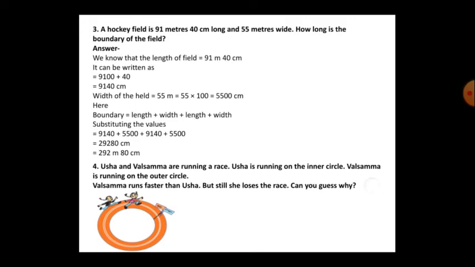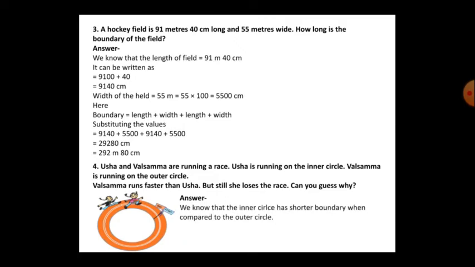Usha is running on the inner circle, and Valsama is running on the outer circle. Valsama runs faster than Usha, even though Valsama loses the race. Why?